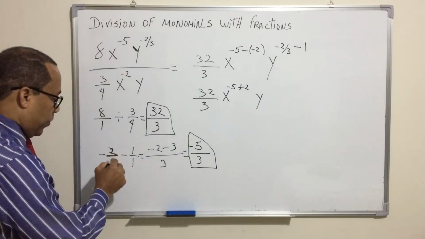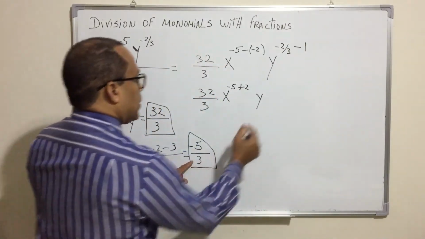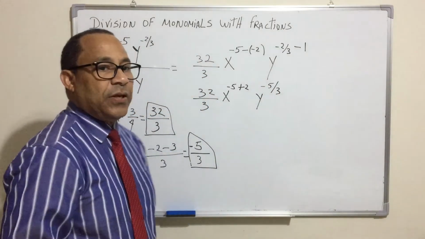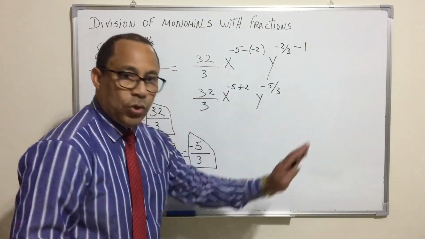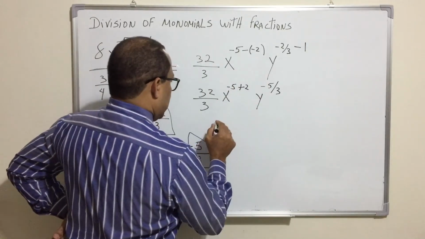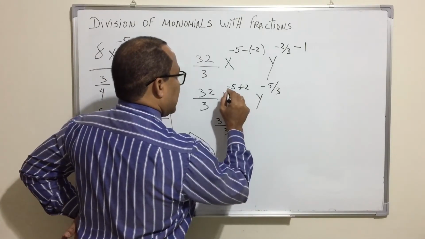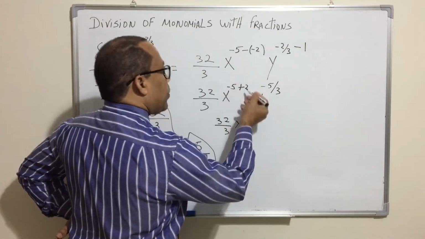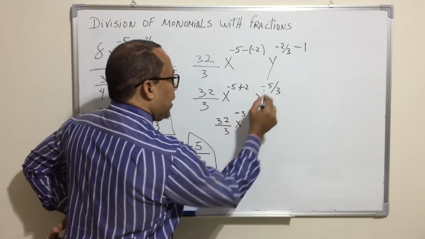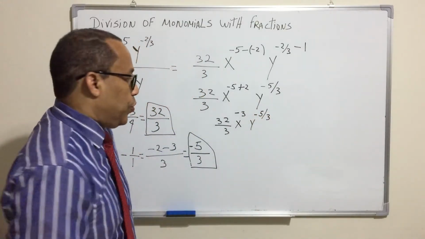I already got the result for negative 2/3 minus 1 over 1, which is this one here. So the result for this is y to the negative 5/3. Now, there's something else I need to show in this result. Do not confuse yourself. Let's look at the part that is missing. 32 over 3, x to the negative 5 plus 2, subtracting the numbers. We copy the sign of the greatest, which is negative, and then we got y to the negative 5/3.